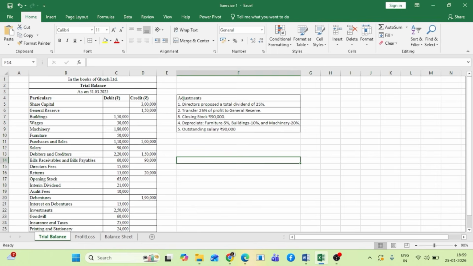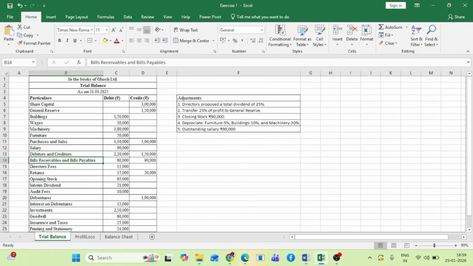I have share capital of rupees 3 lakh, general reserve of rupees 1,50,000, buildings 1,50,000, wages 30,000, machinery 1,80,000, furniture 50,000. Purchase is on the debit side, sales is on the credit side. Salary 90,000. Debtors and creditors are given, so based on the nature of the account, you need to identify whether each should be debited or credited. Debtors, as an asset, is a debit balance of 2,20,000, and creditors is 1,50,000.